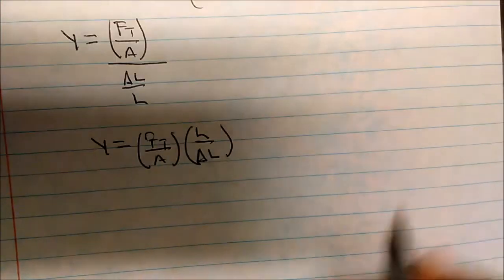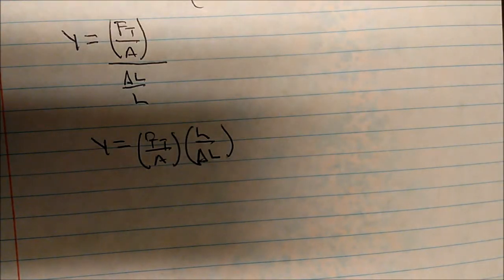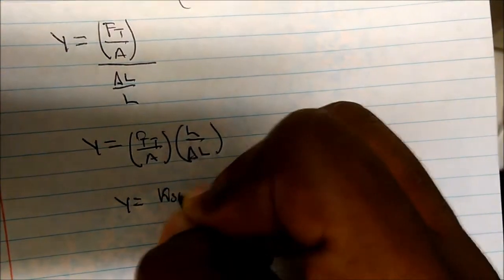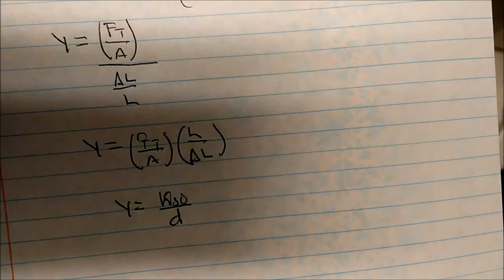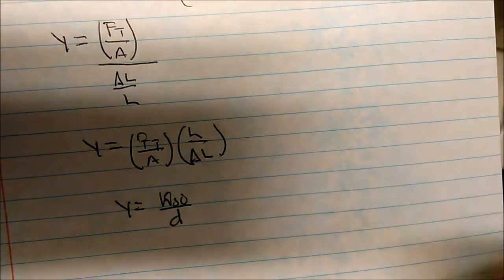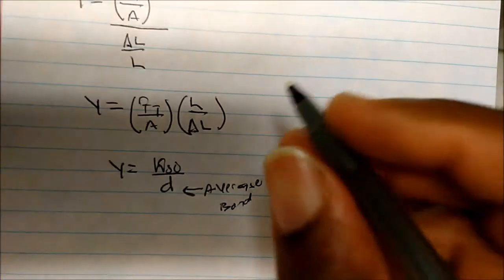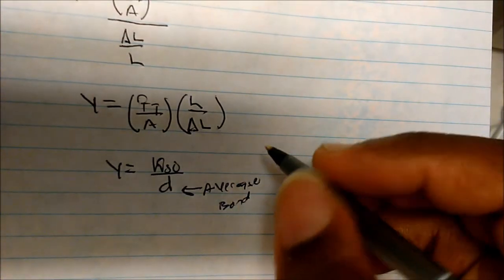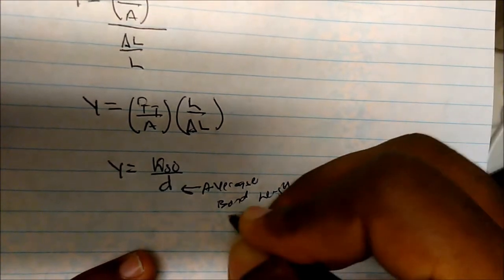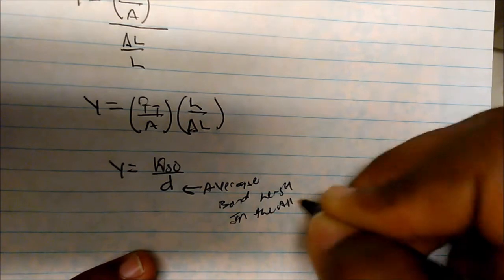Now I want to talk about how Young's modulus is related to the interatomic bond. The Young's modulus is actually equal to the stiffness of an interatomic bond divided by D. Now, what is D? D is the average bond length between the atoms in the alloy, or in the material. In this case, it could be a rod.